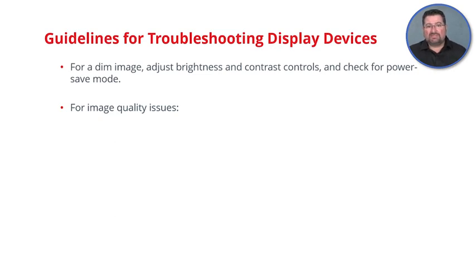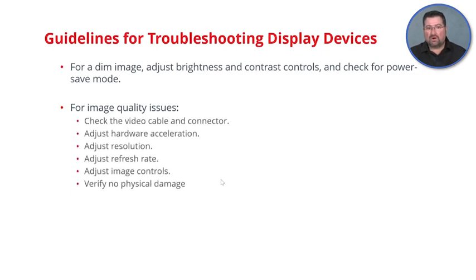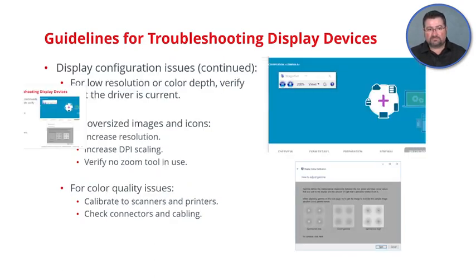Now, for dim images, we're going to adjust the brightness. And these are everything we saw on the first screen. Just really quick, we're going to go through. For dim, adjust the brightness. Check the power save mode. For image quality, check the cable, hardware acceleration, and the graphics card. Make sure the resolution is correct, the refresh rate, and then look for physical damage. That could also be a big sign.